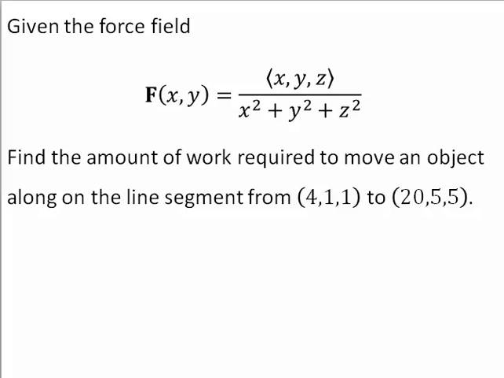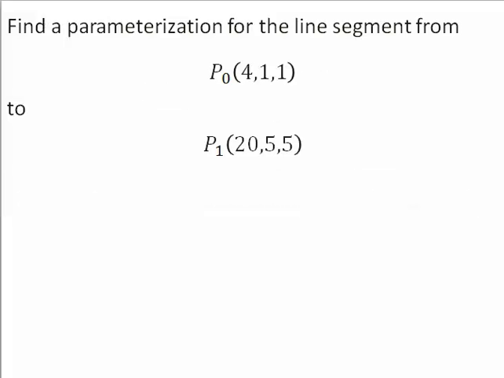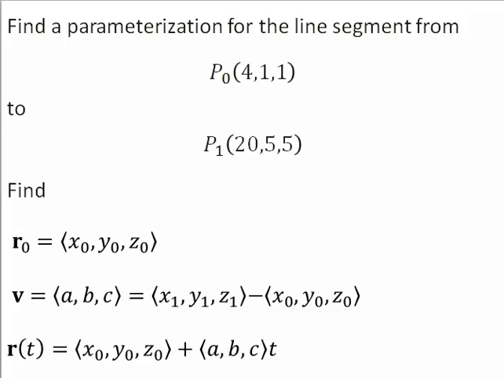15.2.45. Given the force field F, find the amount of work required to move an object along the line segment from the point (4, 1, 1) to the point (2, 5, 5). The first thing we're going to want to do is find a parameterization of the line segment. And these are the steps.